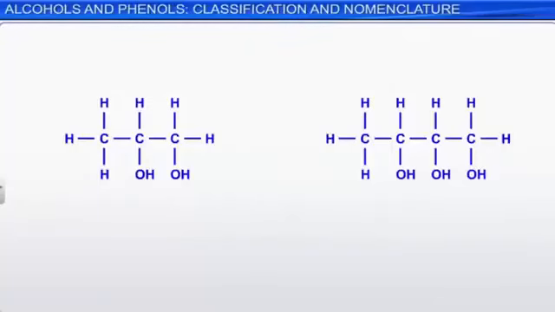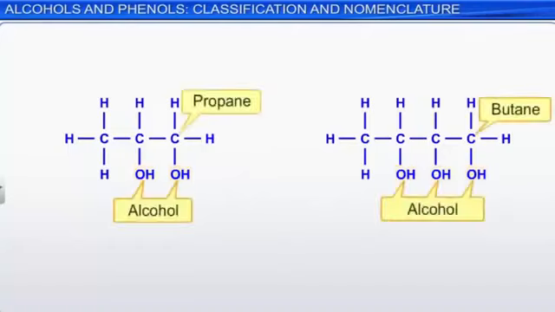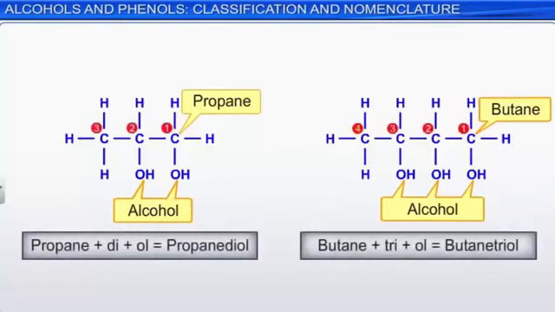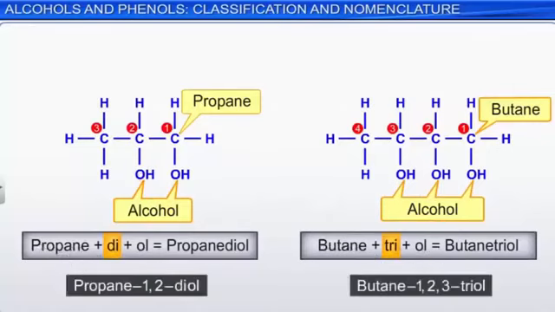Some alcohols have multiple hydroxyl groups. To name diols and triols, start with the alkane name of the longest continuous carbon chain that contains the hydroxyl groups. The E of the alkane name is retained, and the ending OL is added. The appropriate multiplicative prefixes di, tri, etc. are used to indicate the number of hydroxyl groups present. Numbers in the name then give the locations of the hydroxyl groups.